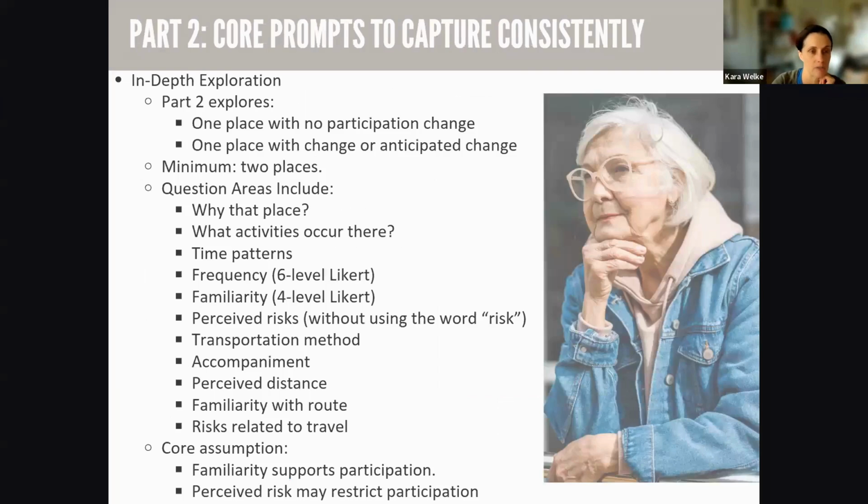It's probably kind of confusing going through these, but what we ask them is, why did they pick that place to talk about? What activities occurred there? How often did you go there, or do you go there? How familiar are you? What risk do you perceive about going there? Transportation, does anyone go with you? How far? So we're just doing a deeper dive into what's going on with those places.